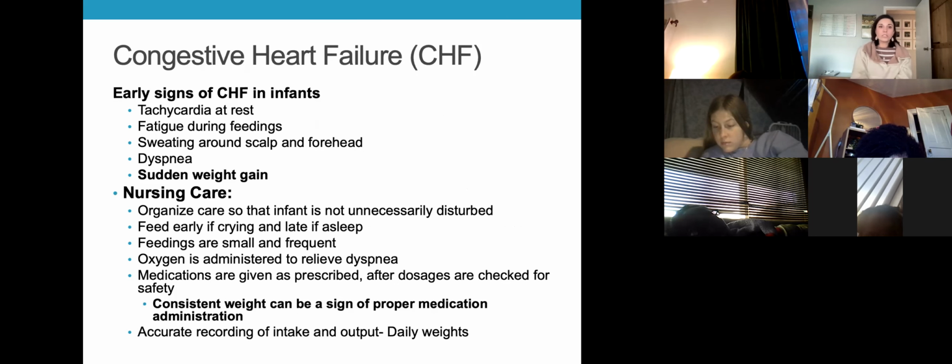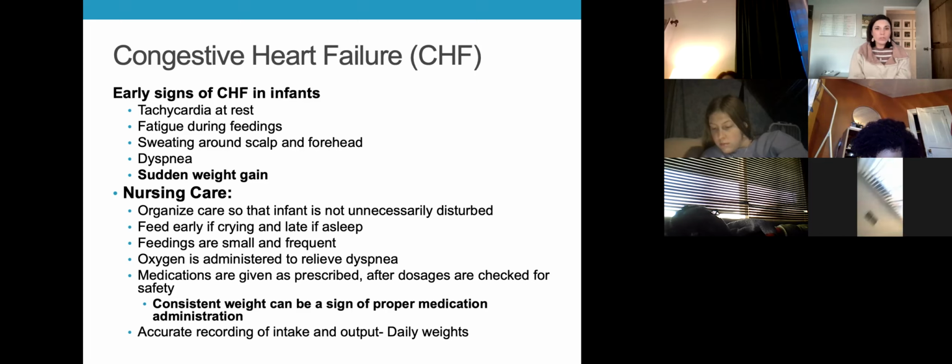When we're looking at congestive heart failure, we can have it in our infants. We might notice things like tachycardia at rest, fatigue while they're eating, sweating around their scalp and forehead. Sweating in an infant is never a normal sign. They'll have dyspnea, and then a sudden weight gain is always a telltale sign.